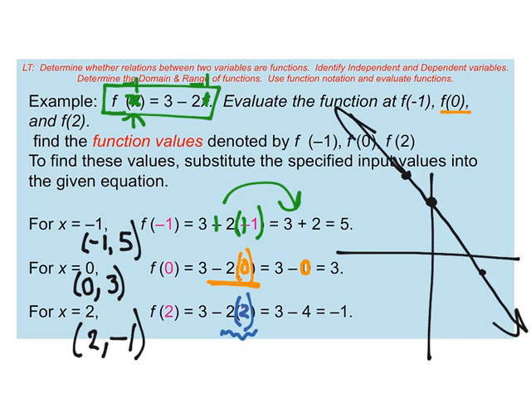Okay? So some big takeaways. When you evaluate functions, you are substituting a value in for the independent variable. And then secondly, what you are getting from evaluating functions are really coordinate points that you can then graph to get a picture of that function.